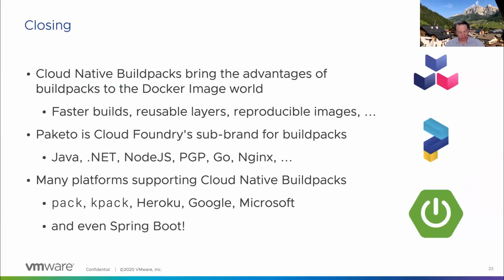So just to close out in the last couple of minutes here, the point of Cloud Native Buildpacks was for us to bring the advantages of buildpacks to the Docker image world. So we've got faster builds, reusable layers, reproducible images, things like that, as part of the specification that's interoperable, hopefully across many platforms that adopt this same specification. As we've seen, we already see Microsoft, Google, Heroku, Cloud Foundry and a number of other platforms already adopting this buildpack specification.